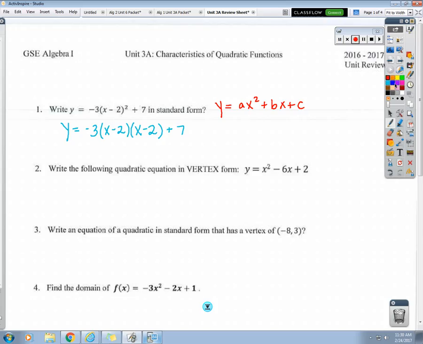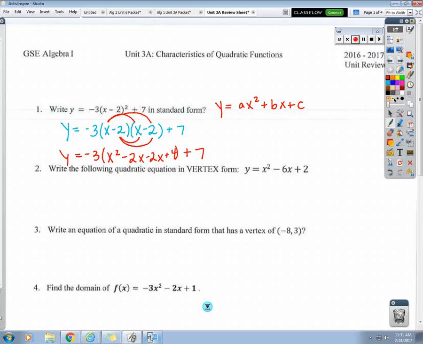Now, the reason I do that is so that in the next step, I can distribute the x times x, the x times -2, and then the -2 times x, and the -2 times -2. Now, when I distribute those, does it affect this -3? No, so I'm just going to bring it down. Does it affect this plus 7? No. So what is x times x? X times -2. And then -2 times x. And -2 times -2.